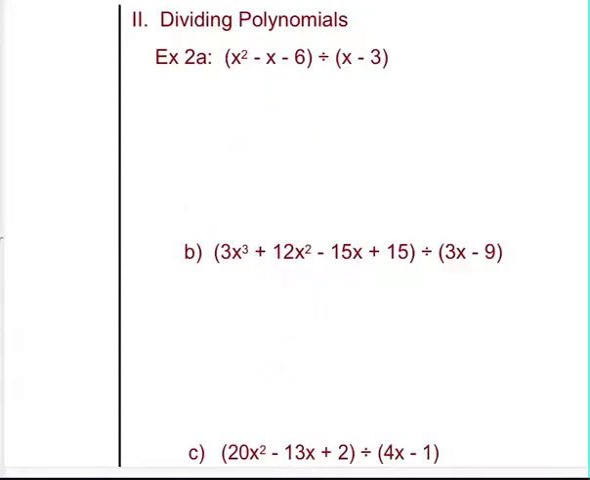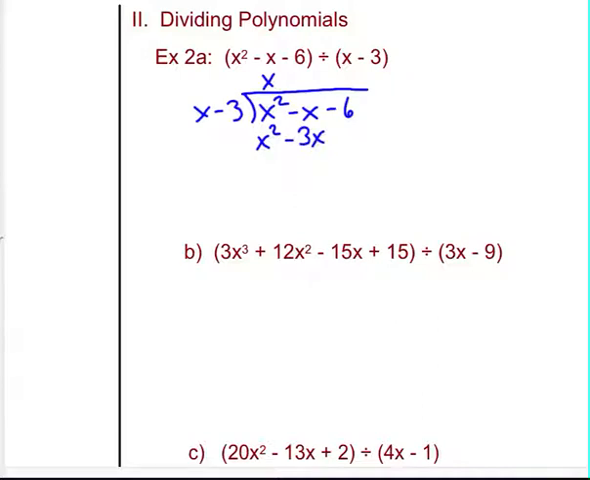So when we're dividing polynomials, we set it up the same way. The x minus 3 goes on the outside. X squared minus x minus 6 goes inside. And we just look at the first term, we look at the x. So x goes into x squared x times. Or think about it as x times what multiplies to x squared. So x times x gives us x squared. X times negative 3 gives us negative 3x.